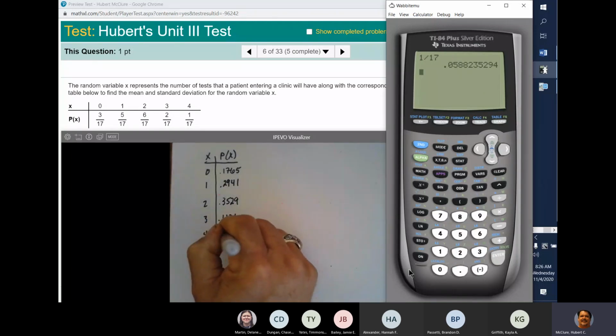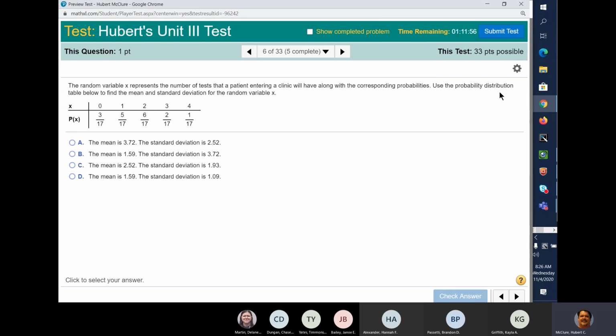Now, the good thing about fractions is when you test to see if they equal 1, it's easier with fractions. 5 plus 3 is what? 8. 8 plus 6 is 14. 15, 16, 17 over 17 is 1. So it does check, and this is your probability distribution that you're going to work with. Now let's see what the question asks. Use the probability distribution to find the mean. Okay, well, we've got to find the mean and the standard deviation. So remember the formula for the mean.